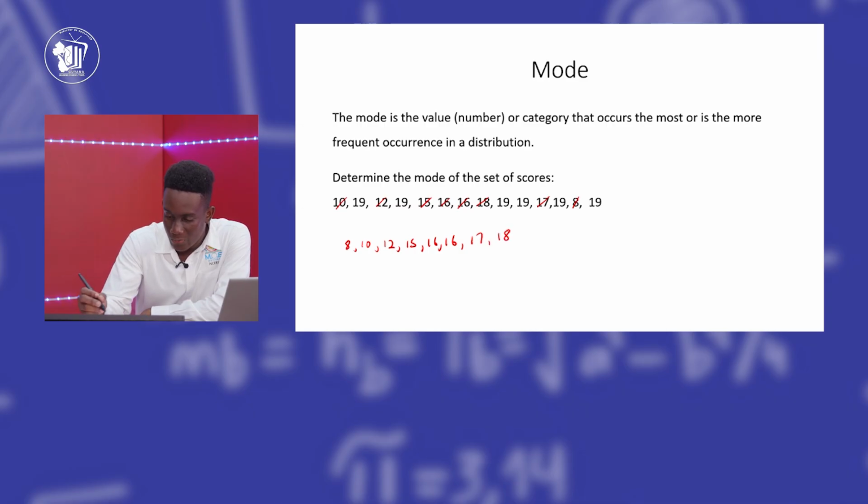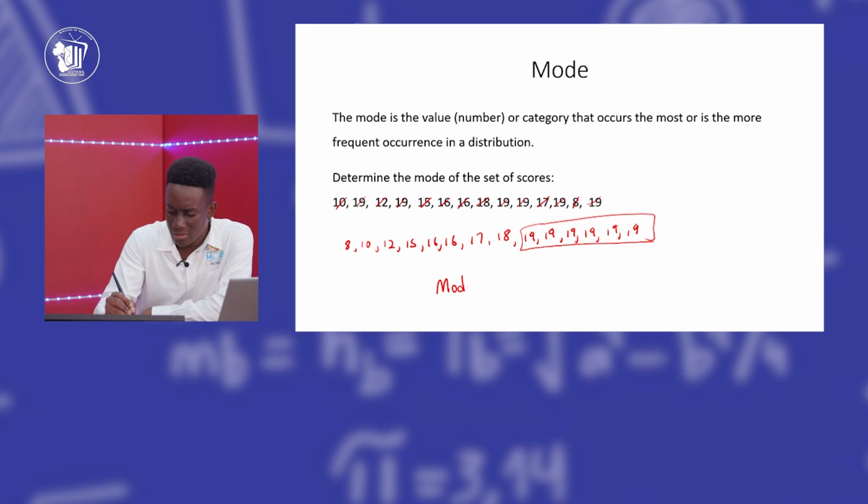Any more 18s? And then we have 1, 2, 3, 4, 5, 6 19s. 19, 19, 19, 19, 19, 19. So from looking at this, we can easily see the mode. The number that occurs the most is 19 by arranging it in order. So we can say the mode is equal to 19.